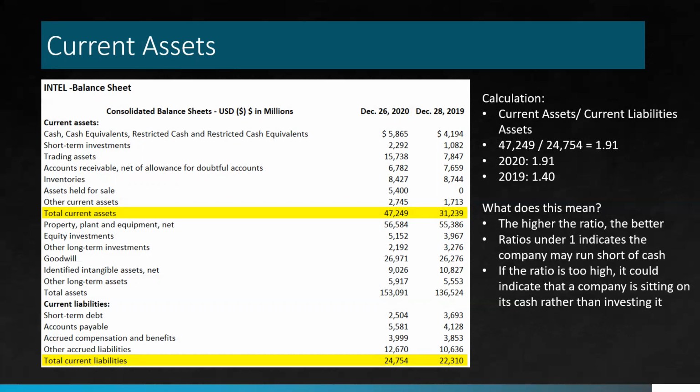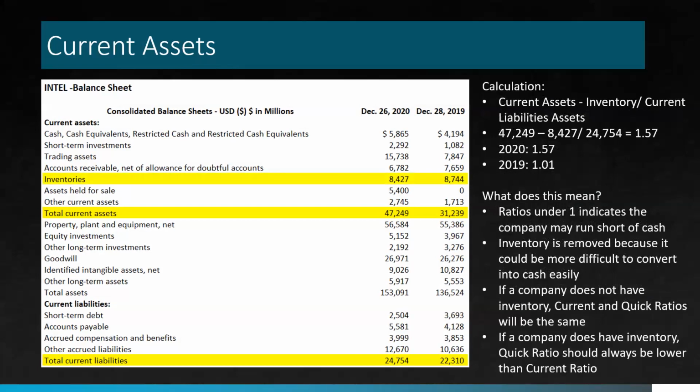So they've actually increased their number in 2020. So what does this mean? The higher the ratio, the better. Ratios under 1 can indicate that the company may run short of cash. And if the ratio is too high, it could indicate that a company is sitting on its cash rather than investing it. So again, this is one of those things where you would want to do an industry comparison with another company to see where Intel sits within the industry.